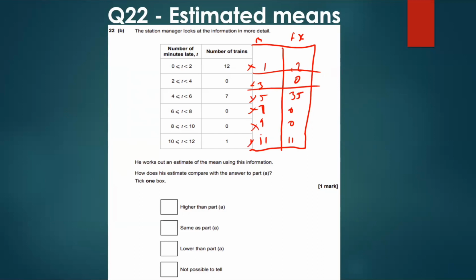So what you could do, actually, is work out the total mean here and see what it would do. It would give you a different answer, a lower one than part A. If you actually did that, it would be 29. Okay, so it gives you a lower one. But what you could also do is look at this.